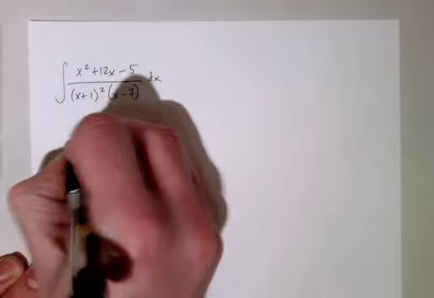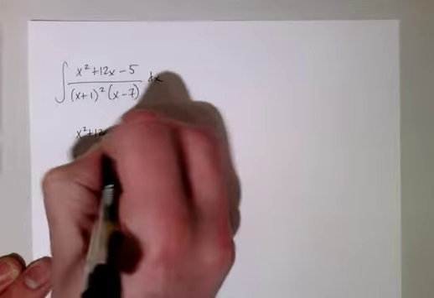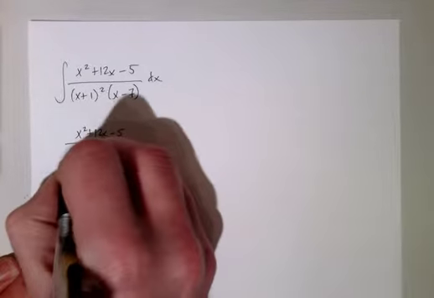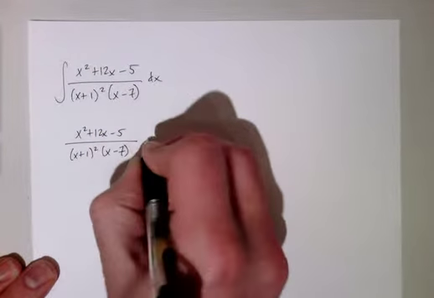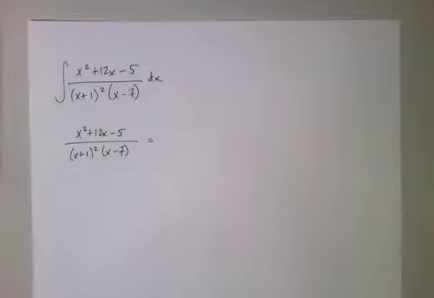Now, I need to go ahead and remind you that when you're doing decomp, in order to get the actual correct answer, you need to make sure that the numerator is of a smaller degree. Now, it doesn't happen very often, but if the numerator is the same degree or a higher degree, you actually have to do division before you do the decomp.